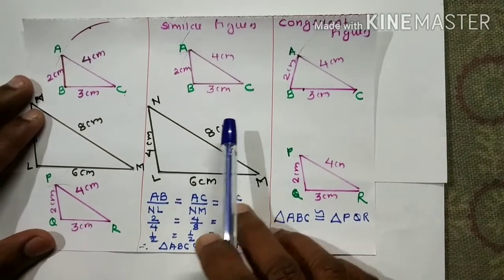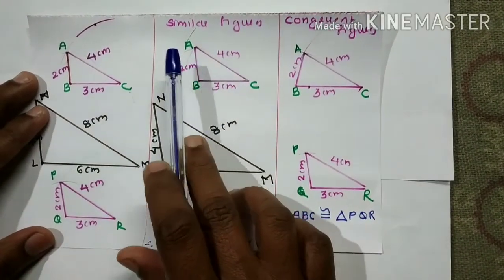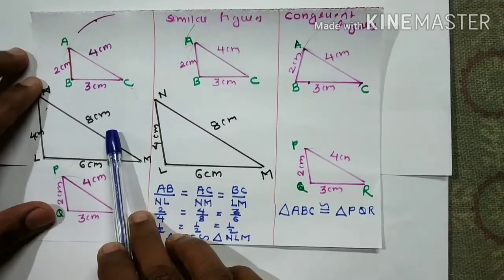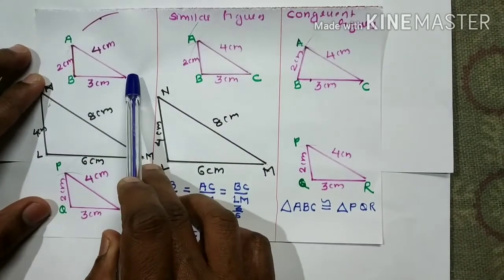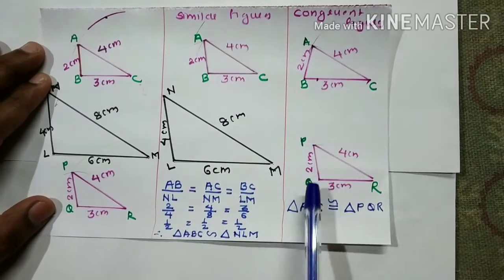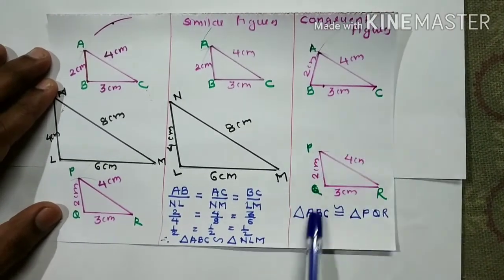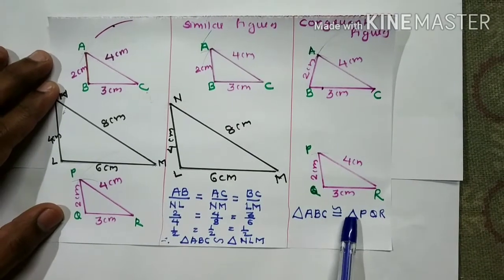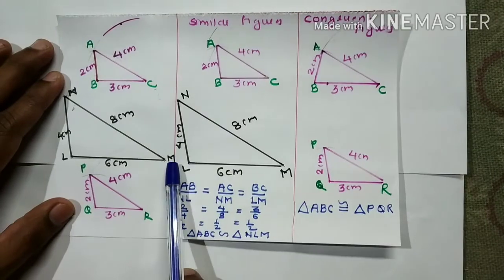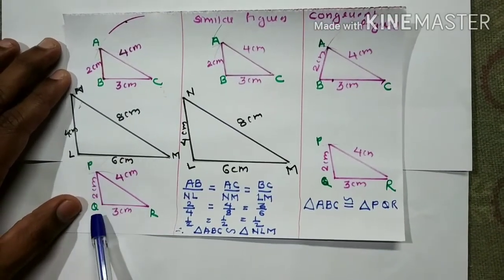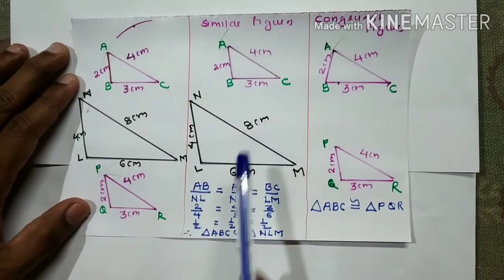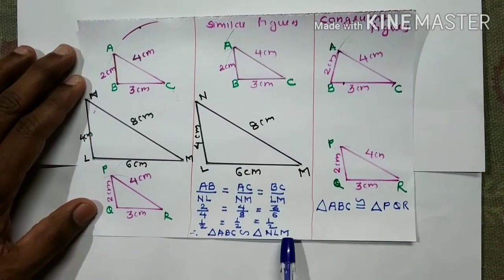This is one more example to understand the concept of similar figures and congruent figures. That is triangle. This triangle ABC and this triangle PQR both are called congruent figures. So triangle ABC is congruent to triangle PQR, and this triangle NLM and triangle PQR are called similar figures. Therefore triangle ABC is similar to triangle NLM.